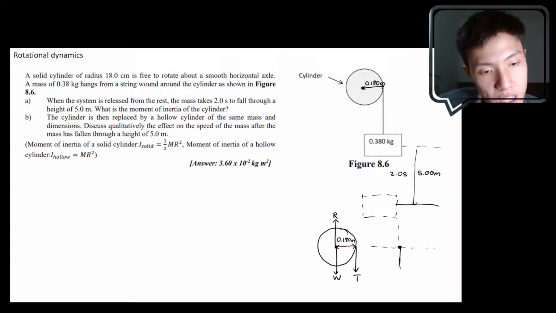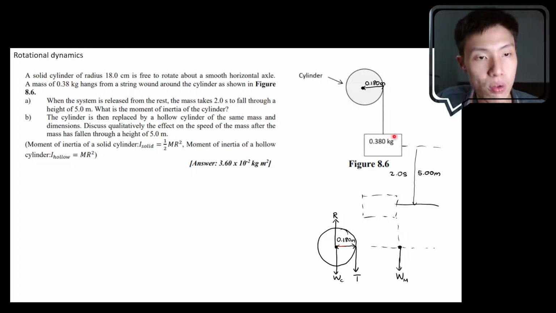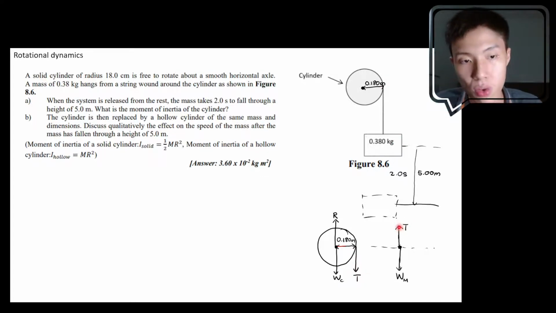Okay, so for this free body diagram, we draw it a bit faster. You have weight, but since you have two weights over here already, you should call one of them the weight of the cylinder, and the other the weight of the mass. At the same time, this mass is connected to a string, so there should be tension as well. Since this tension and this tension belong to the same section of the rope, they should have the same magnitude. If they are from the same portion of the rope, you should expect the same tension.